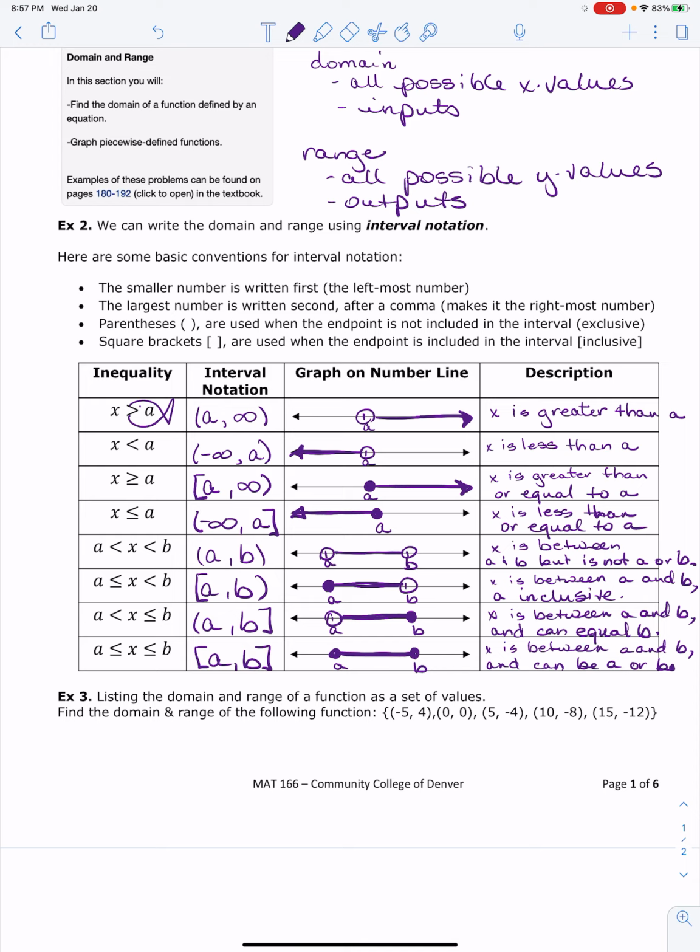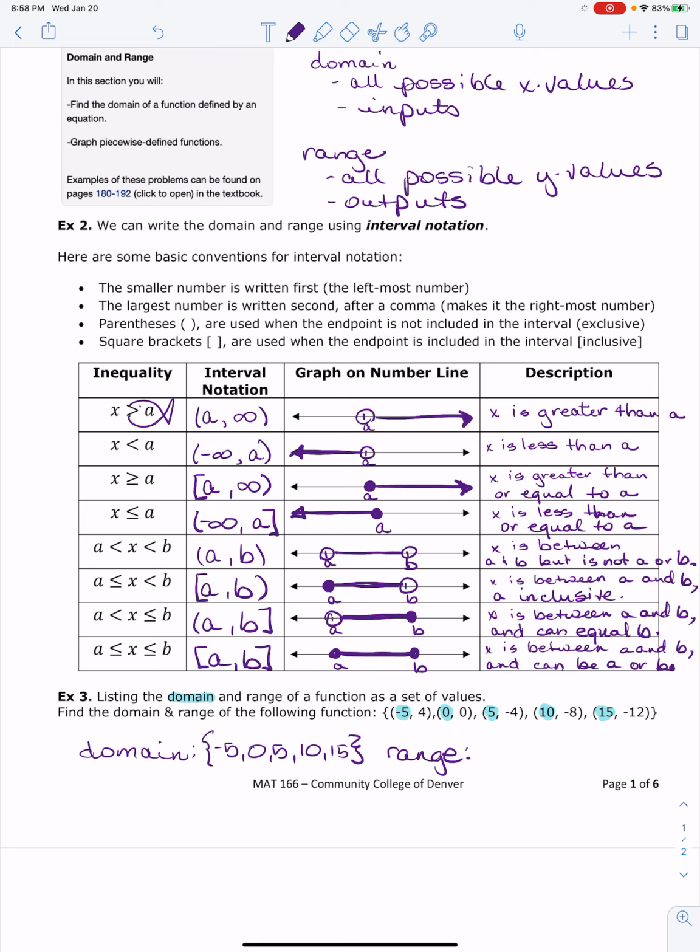So the domain and range of a function as a set of values. So here we have a set of ordered pairs. Again, our domain is all of our possible x's. I'm going to go ahead and try to write those in numerical order. Actually, I think they're given that way. So our domain is the set. That's what the curly brackets means. We've got a set, -5, 0, 5, 10, and 15. Close that curly bracket.